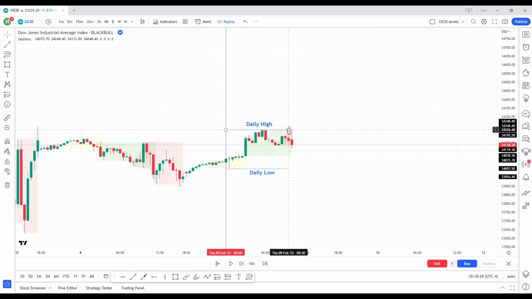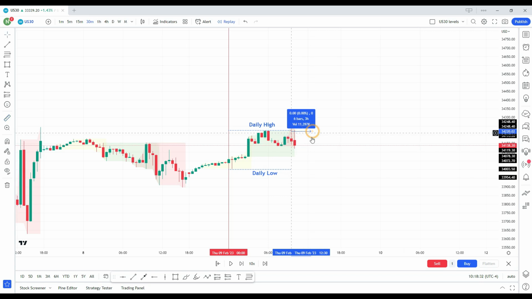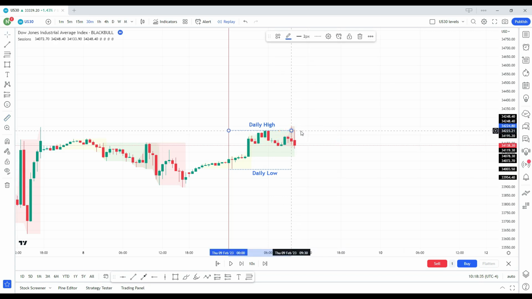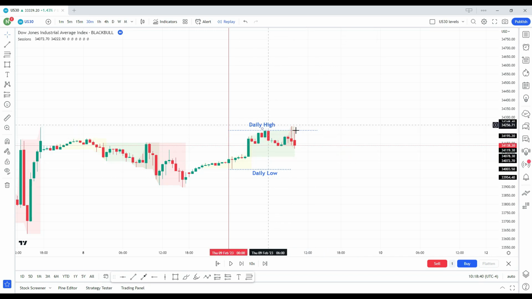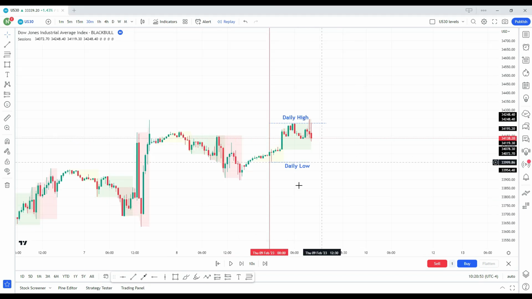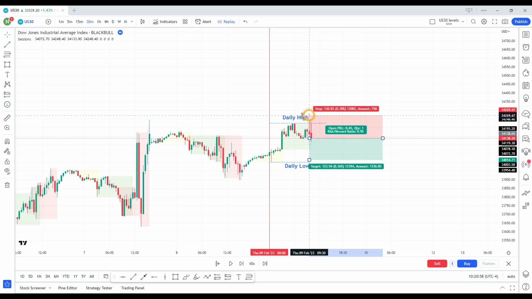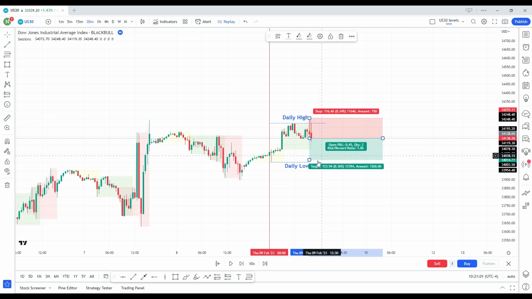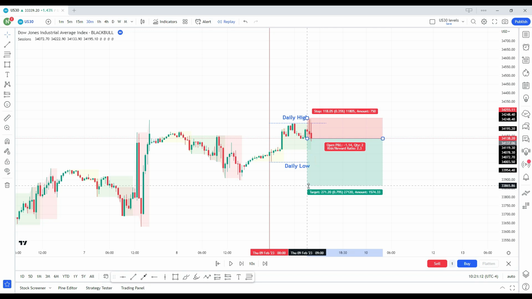Liquidity has been taken. So on our daily high, liquidity has been taken. So you can take a sell. You take a risk reward of at least 2.5.